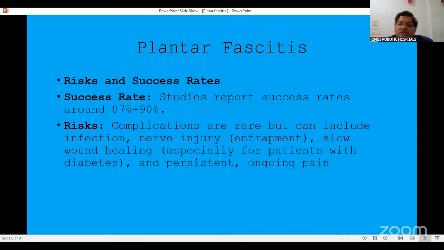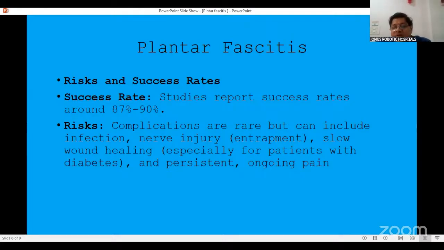So what are the risks and success rate of this surgery? We very rarely operate in India for plantar fasciitis. I have operated only one case in my last 20 years, but most of the times it is conservative treatment only. It is 87 to 90% success. So even with surgery you will not get a 100% success rate. It is only 87 to 90%.